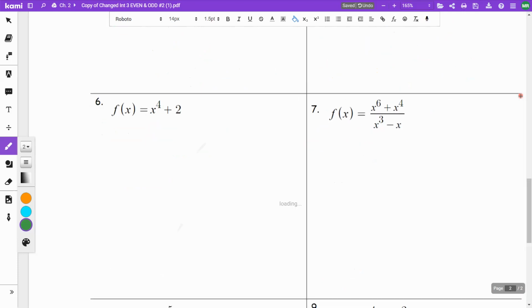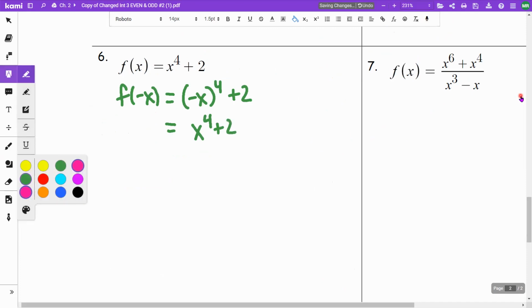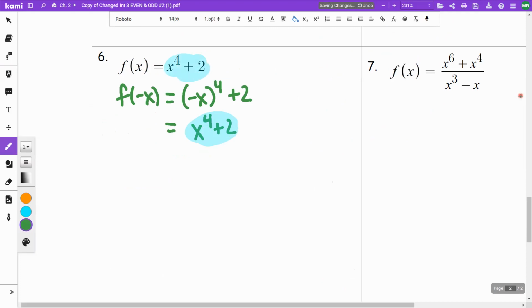On number 6, f of negative x is equal to a negative x to the 4th plus 2. So that's going to be an x to the 4th plus 2. And in this case, this and this are the same. So that is going to be even.